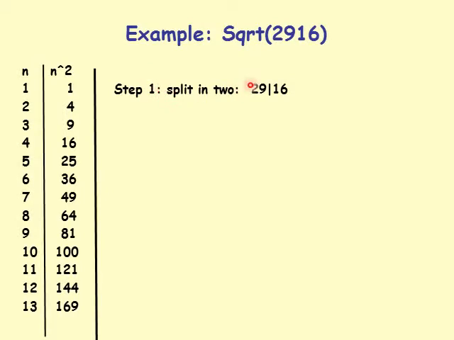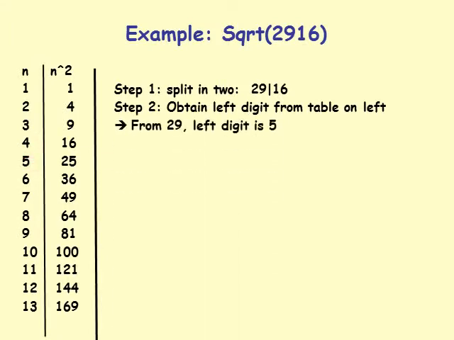Let's split the number in two, just like we discussed before: 29 and 16. 16 is the rightmost two digits, and 29 is whatever is left over on the left. Obtain the left digit from the table. 29 is between 25 and 36, and we use the lower number, 5. So from 29, the leftmost digit of the answer is 5.